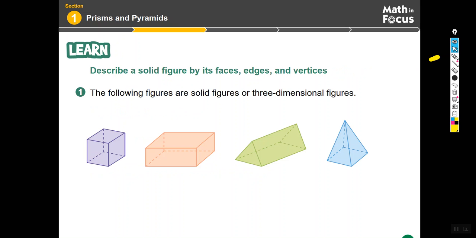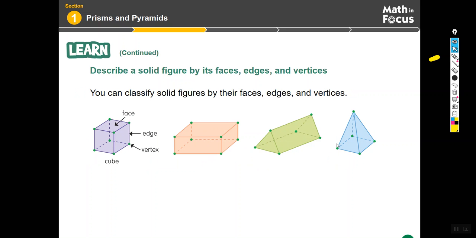Describe a solid figure by its faces, edges, and vertices. The following figures are solid figures, or three-dimensional figures. So they're not flat like a piece of paper or like your desk or the floor. They have a substance, right? You could fill them with something. So we have a cube, a rectangular prism, a triangular prism, and a square pyramid.